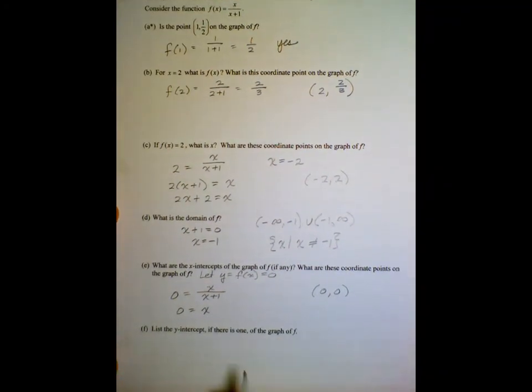And finally, list the y-intercept if there is one. Well, that's kind of a trick question. Well, I'll go ahead and work it, but guess what? We already know what it is because this is the intercept they share. But let's prove it. To do that, we let x equal 0, so we find f of 0. We get 0 over 1, which is 0, and indeed, we did get what we suspected we would get. But if it hadn't been the origin, then this is what you would do to find whatever it was.